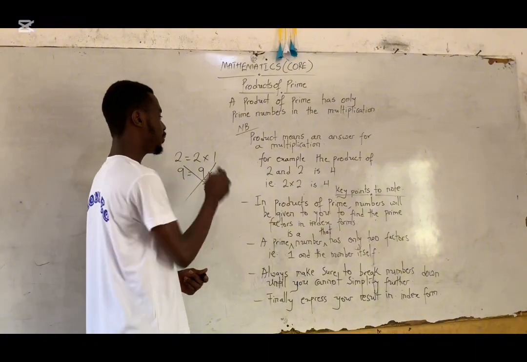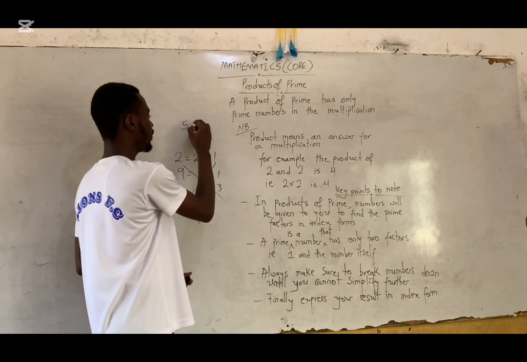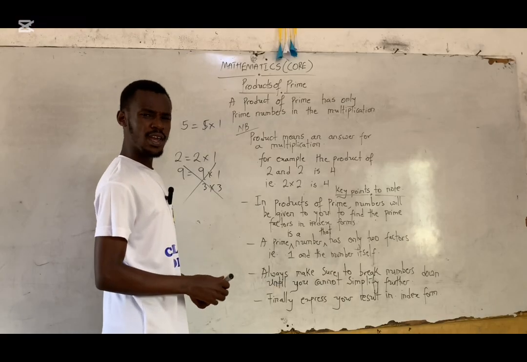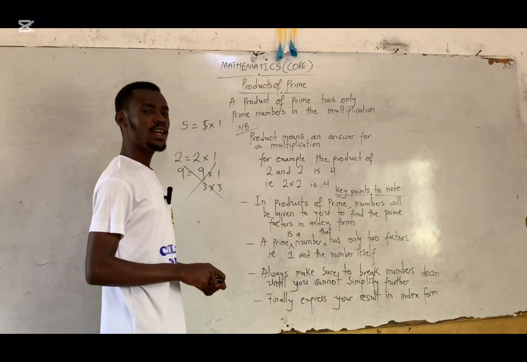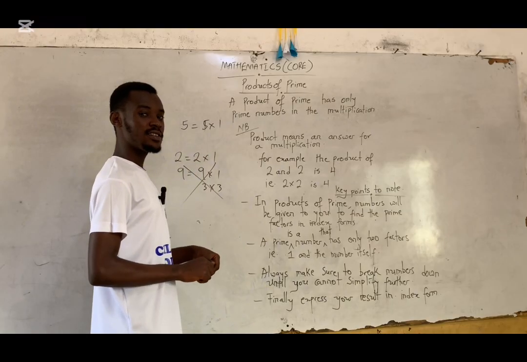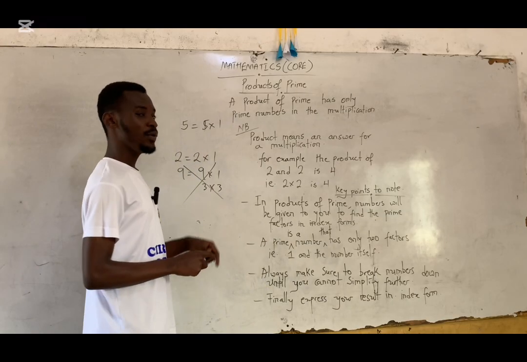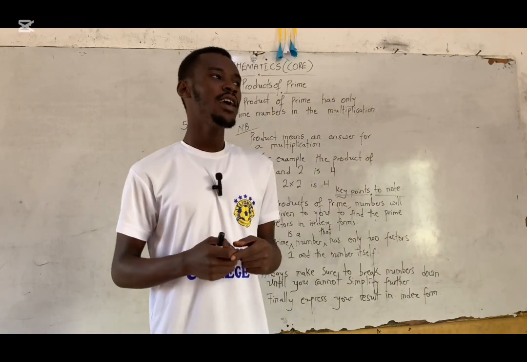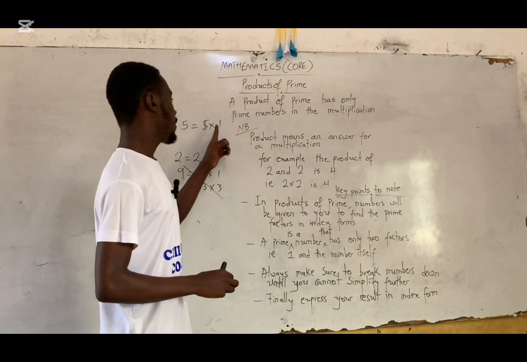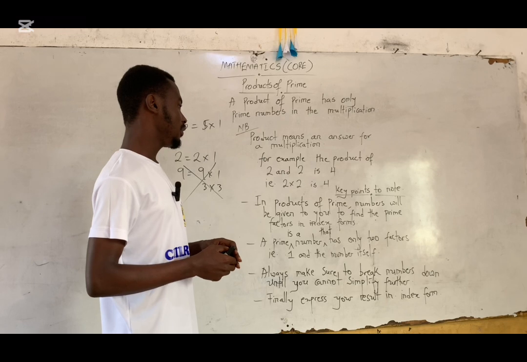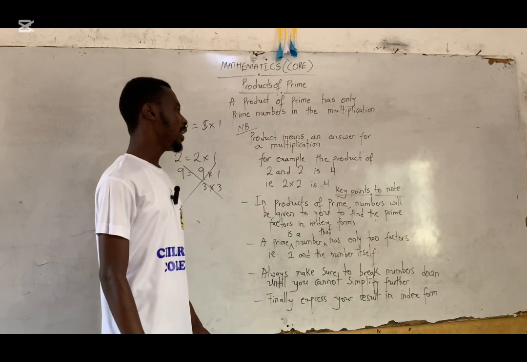Let's pick another example. 5. 5 times 1 is 5. Do we have any other factors that we can multiply to get 5? No. Then it means 5 is a prime number. So a prime number is a number that has only two different factors, that is 1 and the number itself. 1 times 5, that is it. Are we okay?